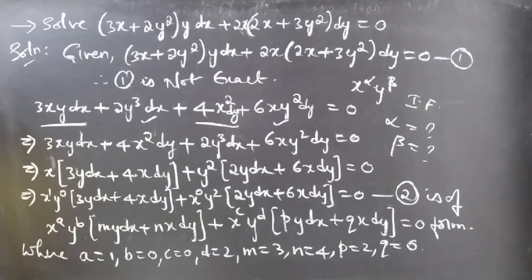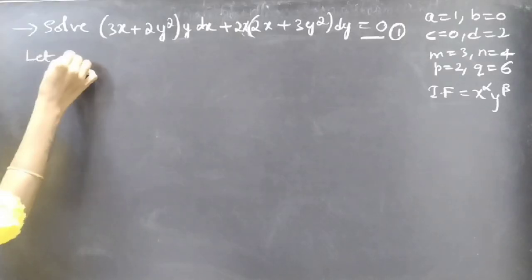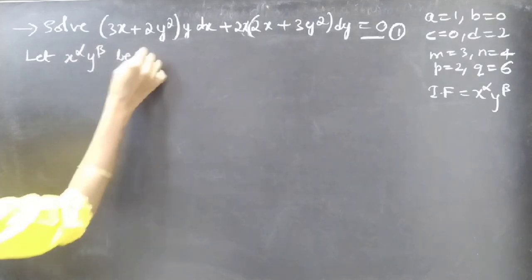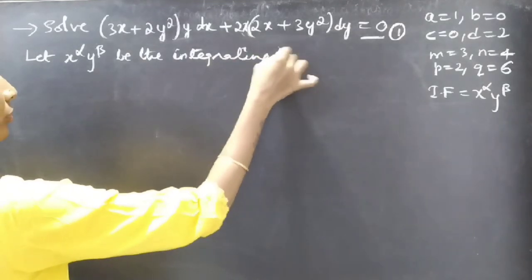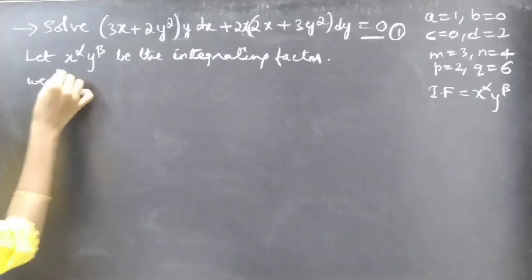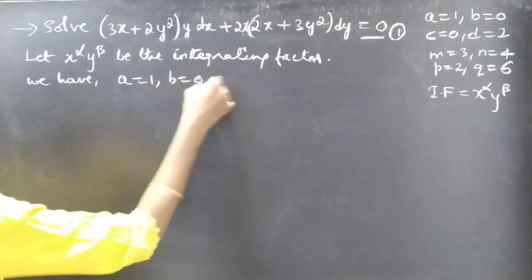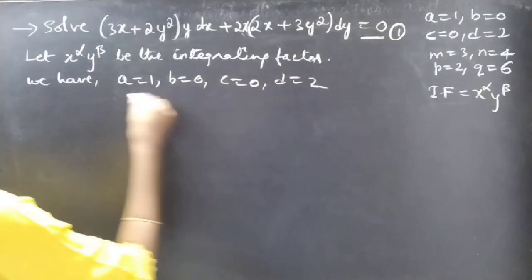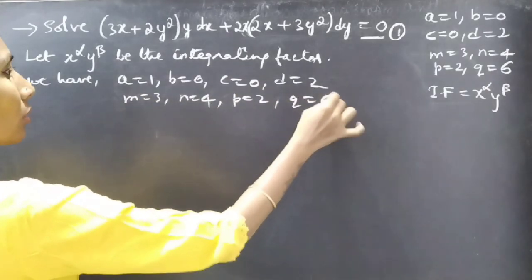Now x^alpha y^beta is our integrating factor, as I said earlier. So now we need to find alpha and beta. Let's see that. Let x^alpha y^beta be the integrating factor. So we need to find alpha and beta here, right? We have a = 1, b = 0, c = 0, d = 2, m = 3, n = 4, p = 2, q = 6.